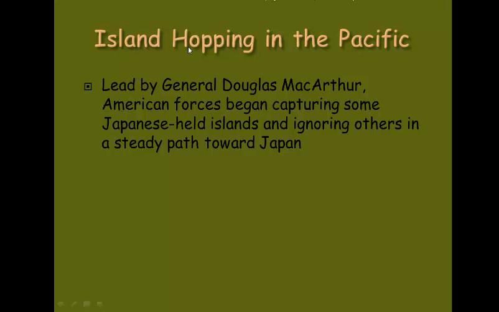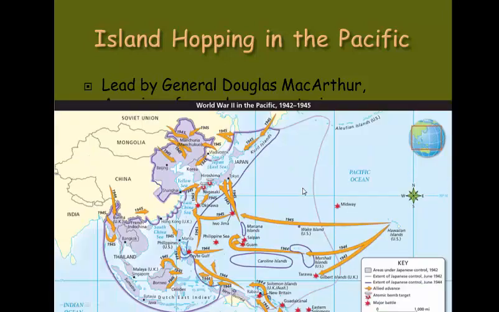Now, what's happening in the Pacific is something known as island hopping. There was a strategy in the Pacific of, we don't have to conquer the Japanese in every location that they're at. We need to really just conquer strategic islands that held air bases or airfields, places to land our planes. So General Douglas MacArthur comes up with this idea, and he leads it, right? American forces began capturing some Japanese-held islands, not all of them, just some of them, and ignoring others in a steady path, moving closer and closer and closer to Japan.